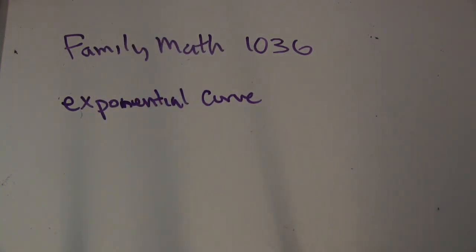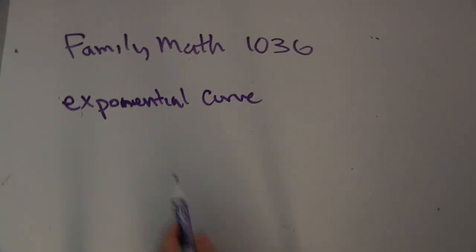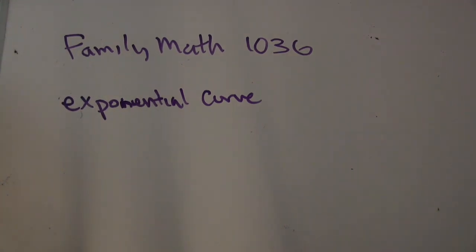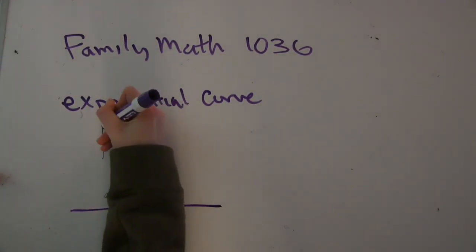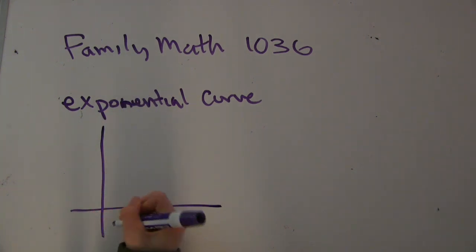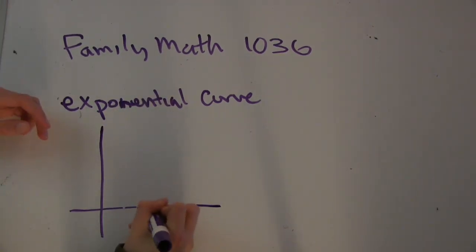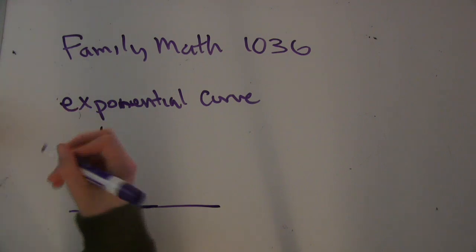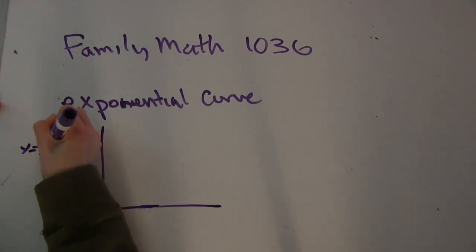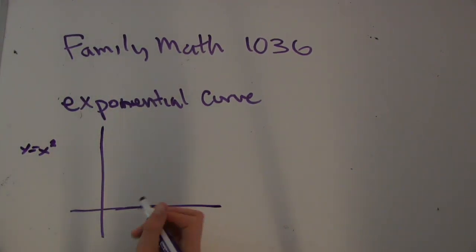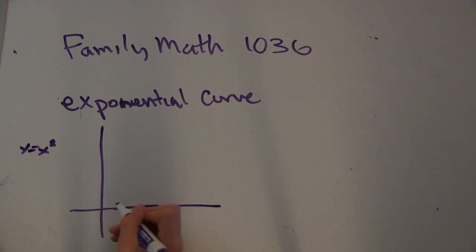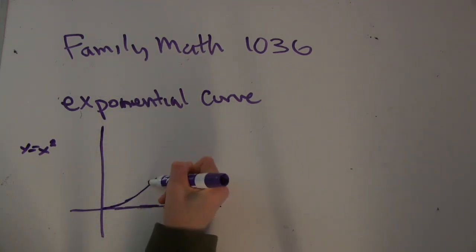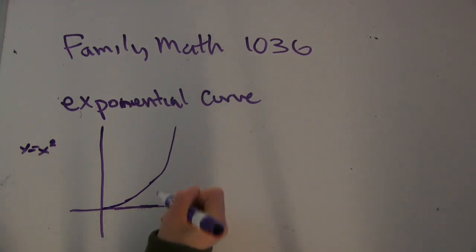Do you know? It's something that follows a certain pattern, like y equals x squared would be an example. So it doesn't increase at a constant rate, it kind of goes up like this.